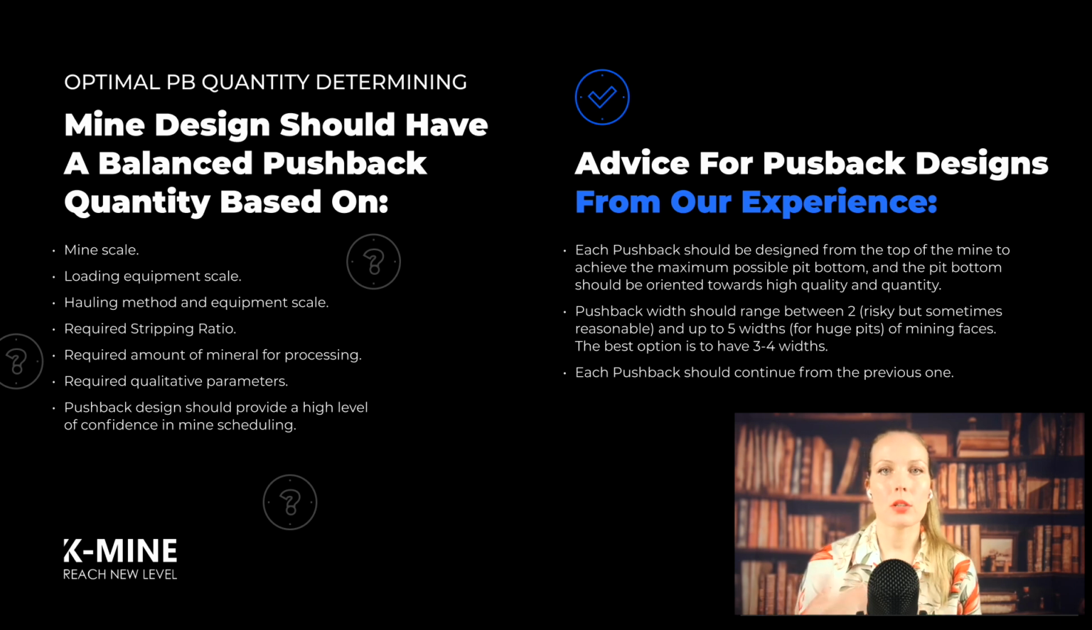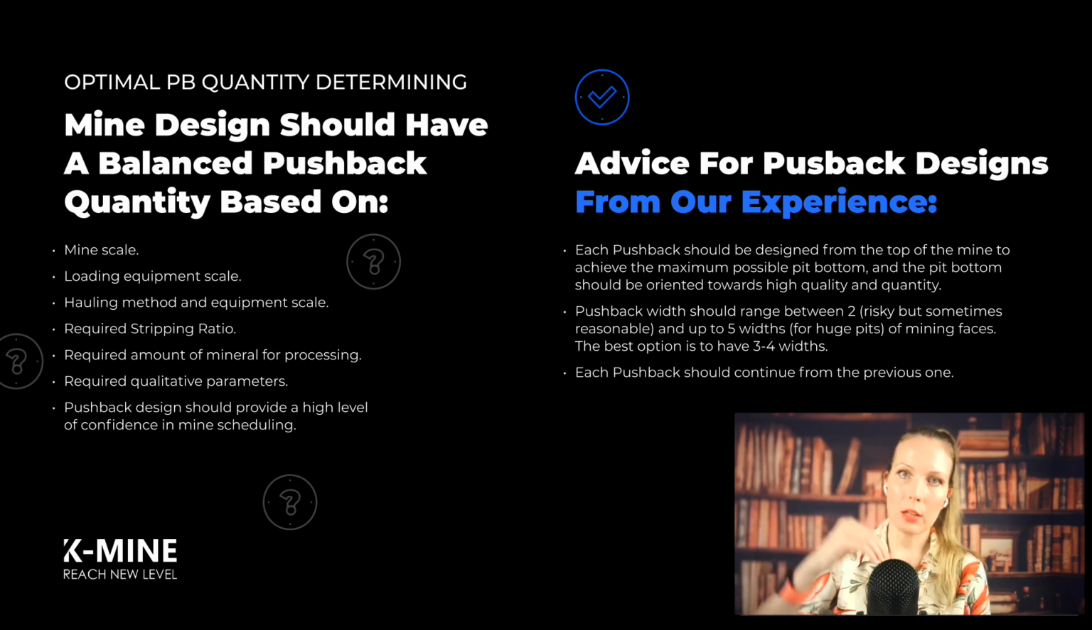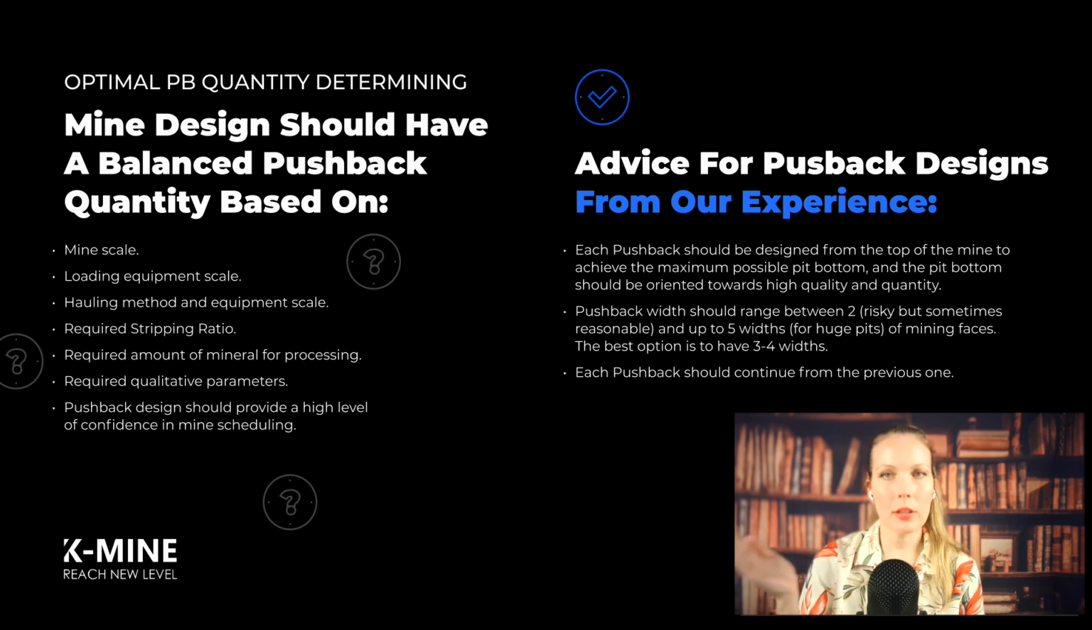So here are some tried and true pieces of advice from our team on choosing pushback size. Each pushback should start at the pit surface and go down to its maximum depth, with the bottom aimed squarely at the mineral. The only exception might be when switching mining methods where part of the pit is already developed. The width of the pushback should be between 2 and 5 working area widths of your equipment.